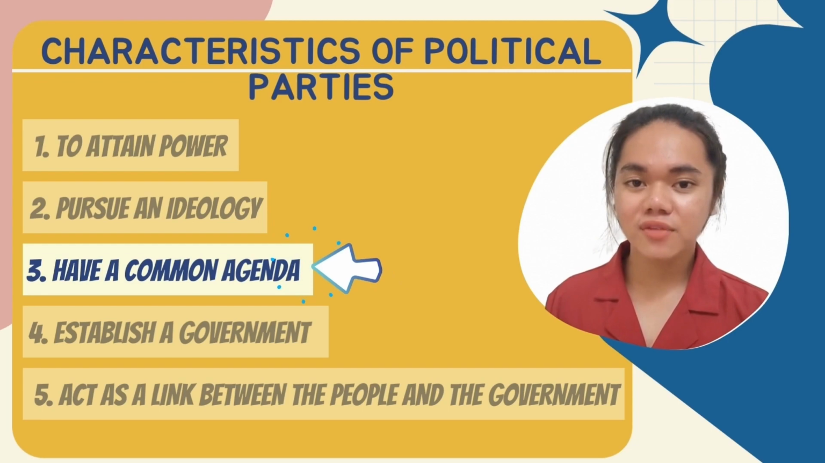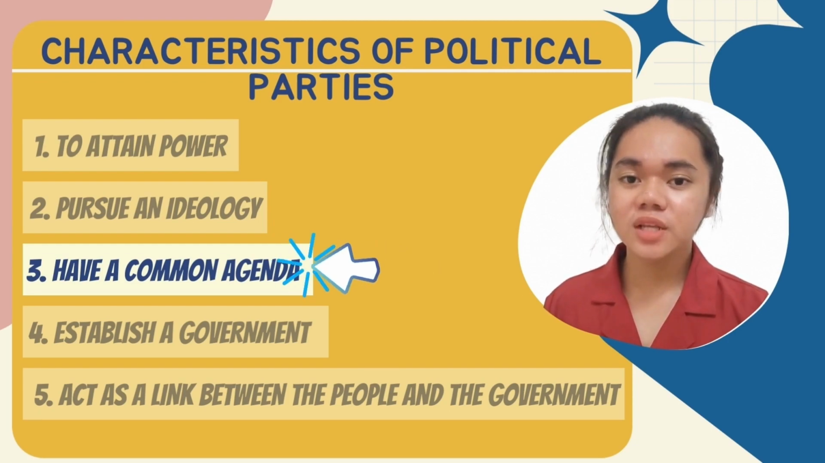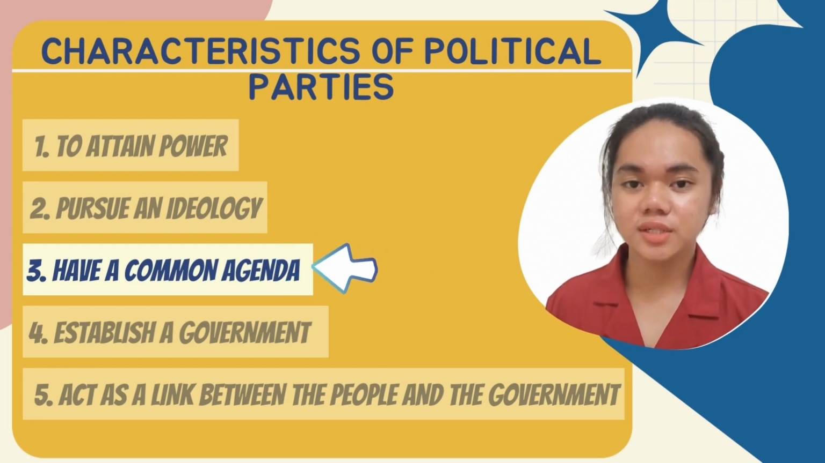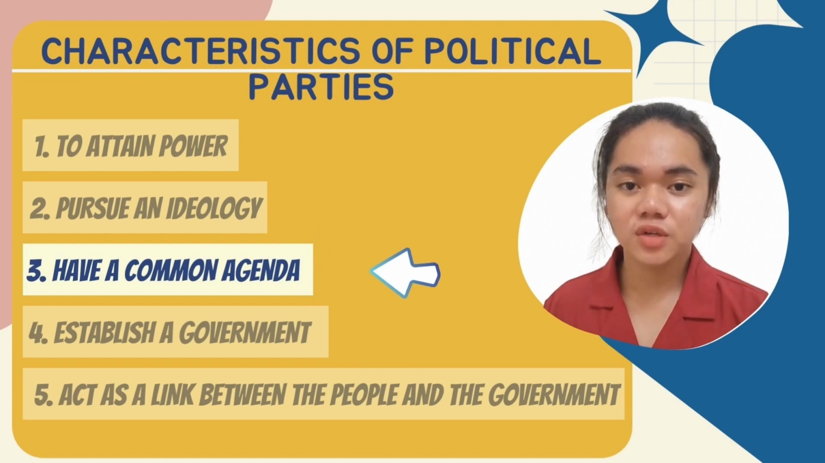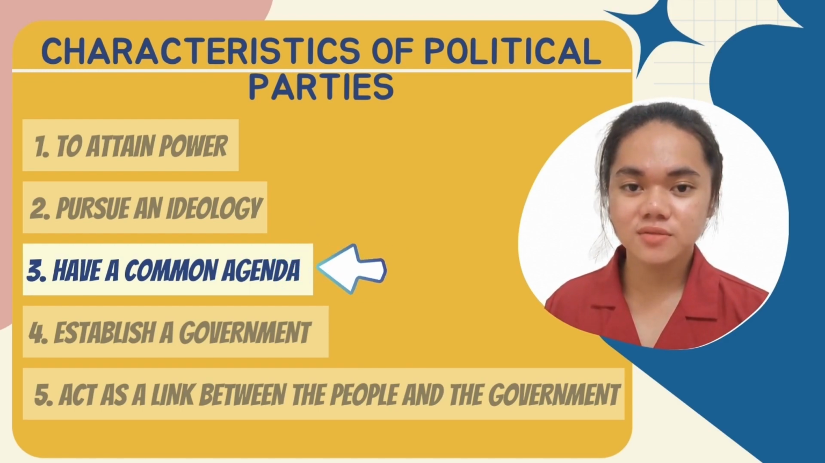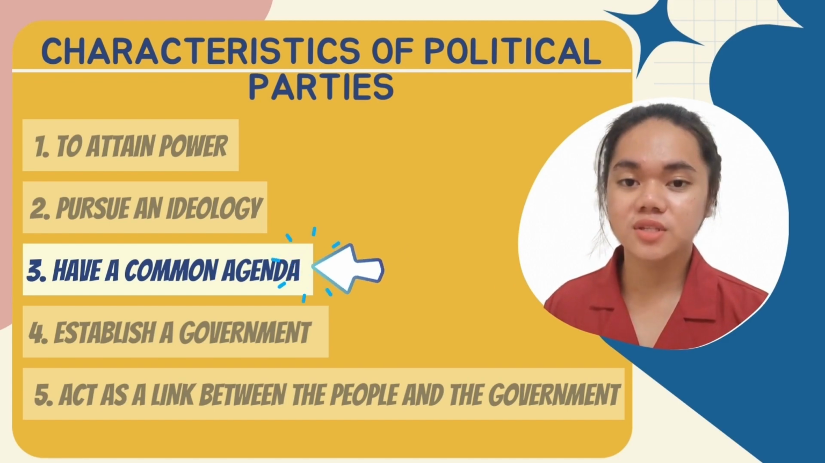The third one is to have a common agenda. In relation to pursuing an ideology, a common agenda with political parties governs future plans which were certainly made for the publicity. And with that, they could advertise themselves with a common goal to represent transparency.